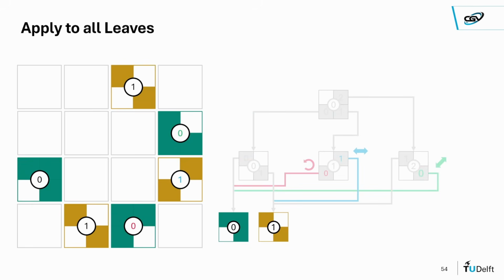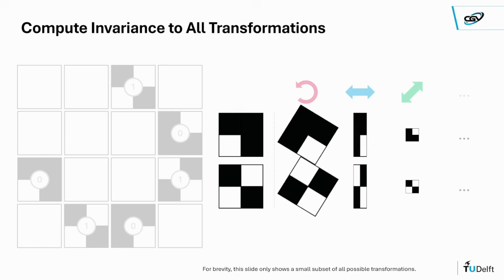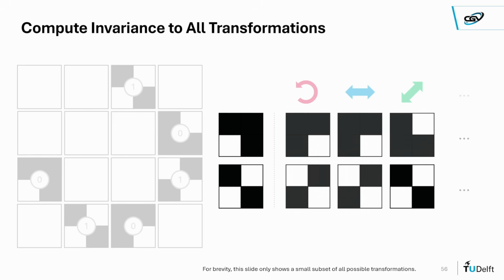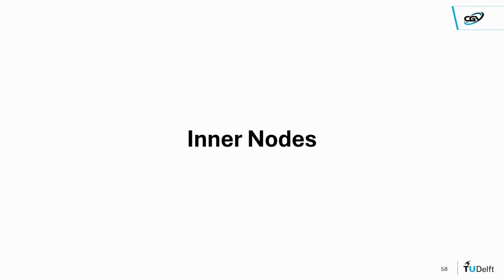And we apply this process to all of our leaf nodes. And then we want to move on to our inner nodes, but there's one more step we need to do. And that is that we need to compute the invariance of each remaining leaf node to all transformations that we are considering. Now, an invariance simply means that the leaf node remains unchanged after applying a certain transformation, such as you can see with the checkerboard pattern in the bottom row. And with that, we are now able to move on to our inner nodes.